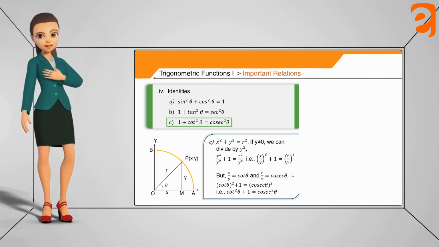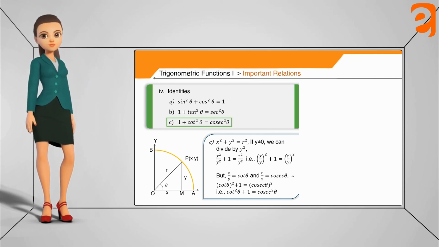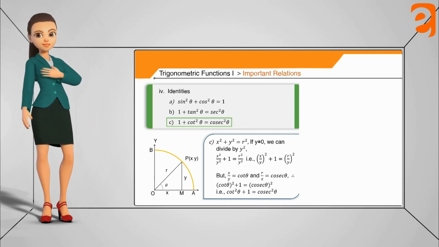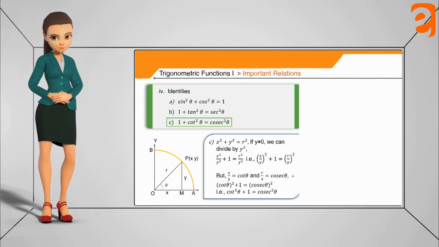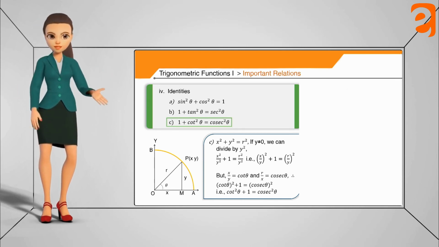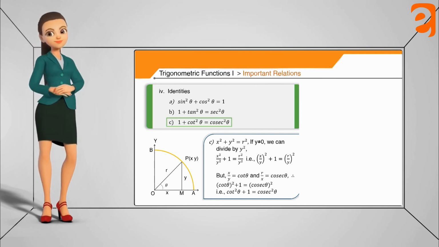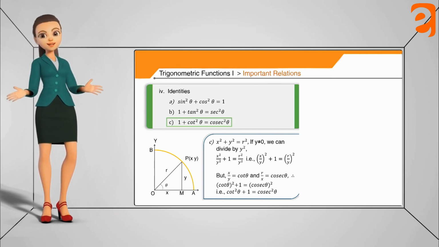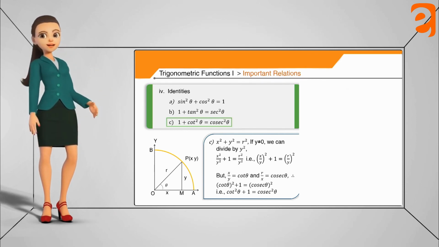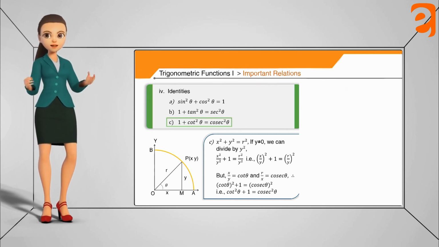But now, what is the value of x by y? It is nothing but cot theta. And what is the value of r by y? Just rewind the definitions in your mind. It is nothing but cosecant theta. So put these values in the expression. We got (cot theta) whole square plus 1 is equal to (cosecant theta) whole square. We can write this as cot square theta plus 1 is equal to cosecant square theta. So this is what exactly we want to prove in our third identity.